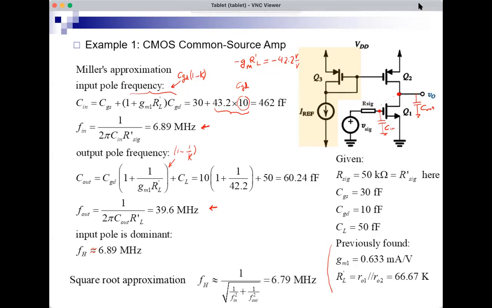Or I can use the square root approximation if you want. And FH will be 1 over the square root of 1 over Fin squared, the first one, plus 1 over Fout squared, the second one. So I get 6.8 instead of 6.9. And so this is what we get from Miller.